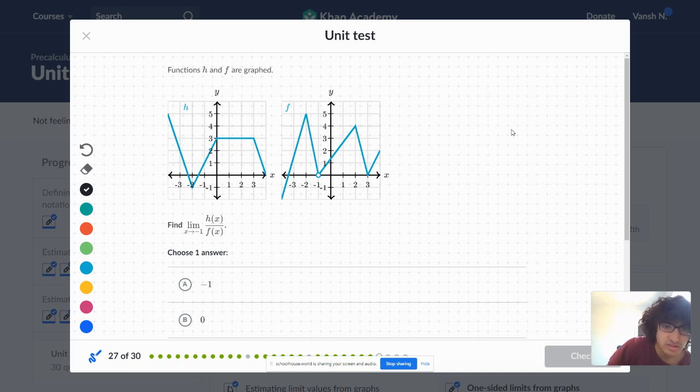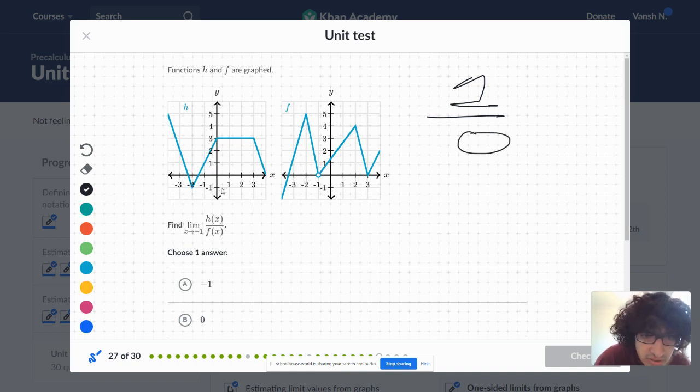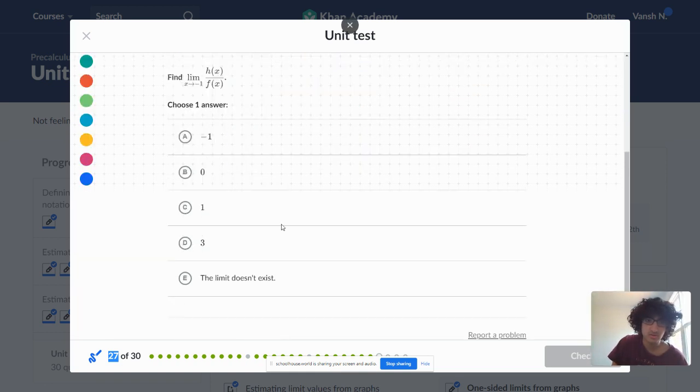So h of x. Okay, let's find the limit as x goes to -1 of h of x. So we have 1 over the limit as x goes to -1 of f of x, which is 0. So that's going to be DNE again, right? So h of x at -1, that's here, you have 1. Now as f of x goes to -1, we have 0. 1 over 0 is positive infinity, but also DNE.